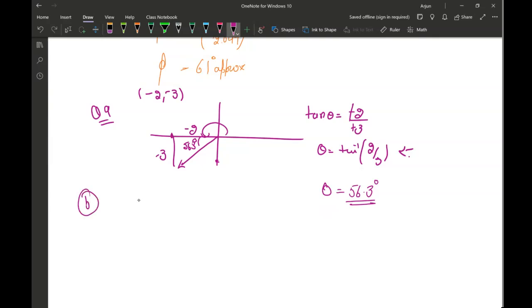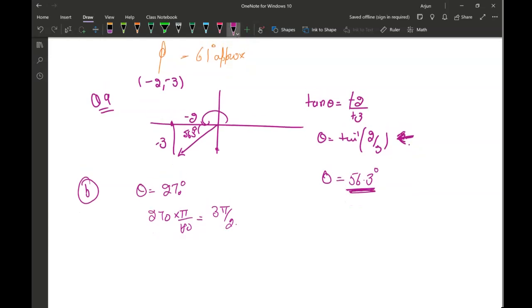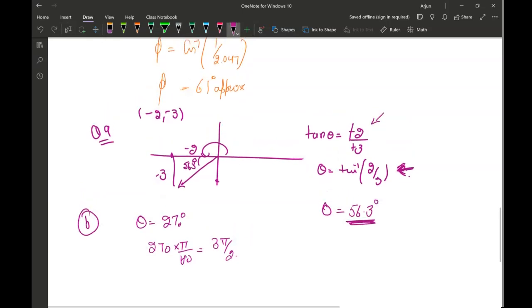Question number 9b: phi is equal to 270 degrees, and 270 times pi over 180 gives you 3 pi over 2. Just a heads up, try and check out these values also, because I was in a bit of a rush when I calculated them. But the whole idea is that I wanted to teach you the process.